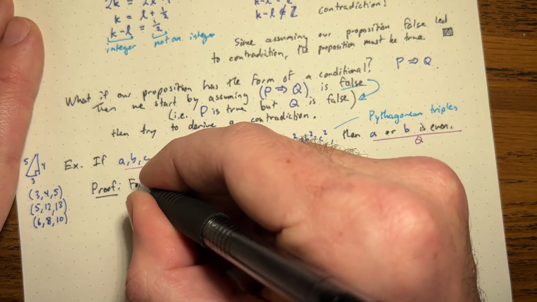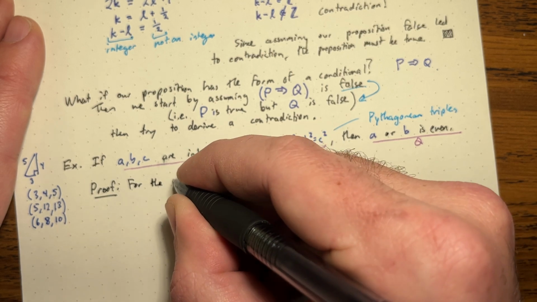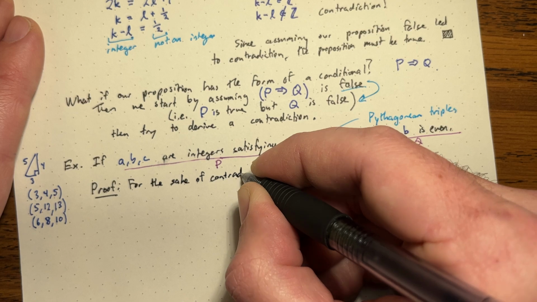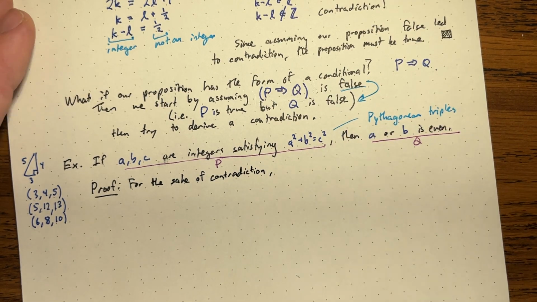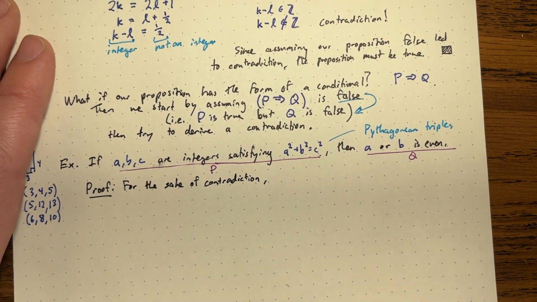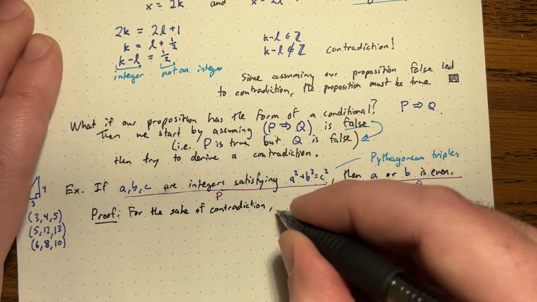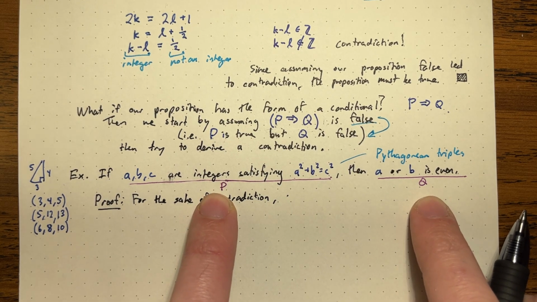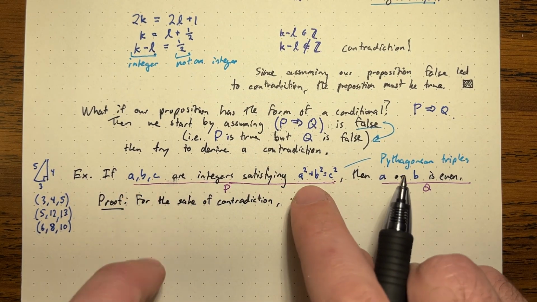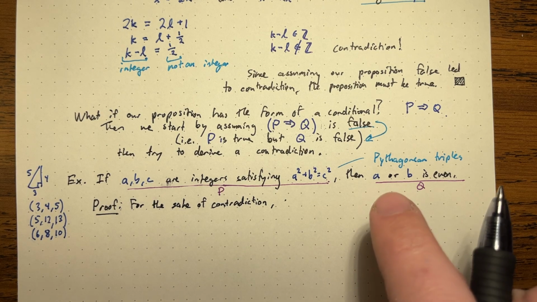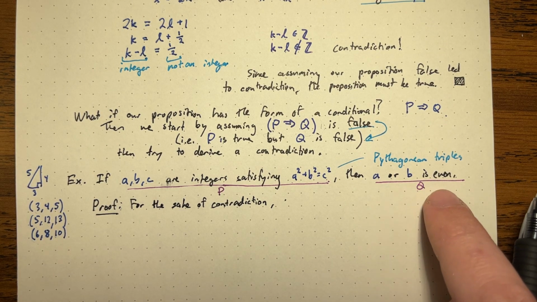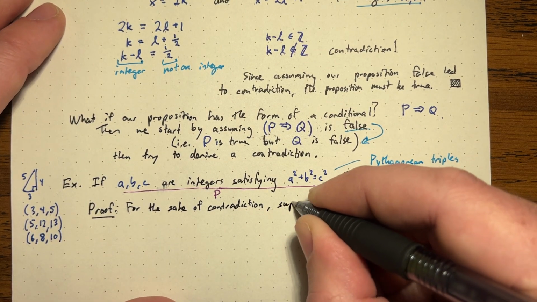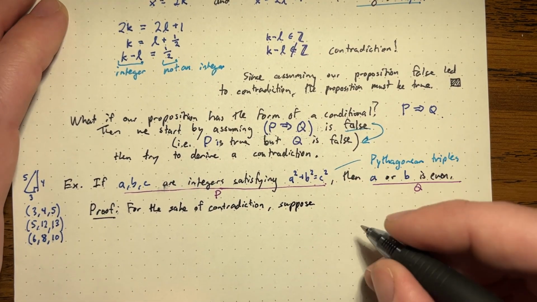So again, I always like to point out that we're going to do a proof by contradiction. It's very helpful for the reader to follow, as people are going to be reading your mathematics. So, for the sake of contradiction, what is the negation of this? It's that this is true. So yes, they do satisfy this, but one or the other is not even. So in other words, both of them are odd. So for the sake of contradiction, suppose P and not Q. That's what I want to say.